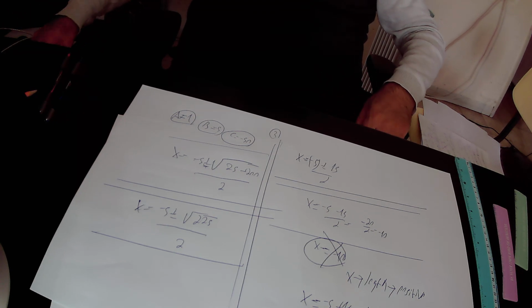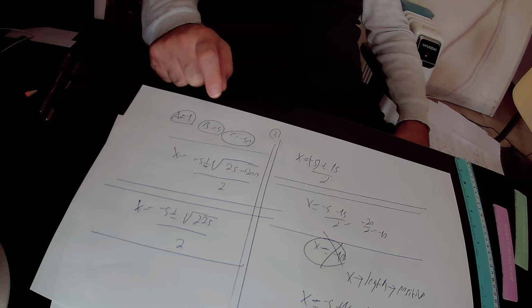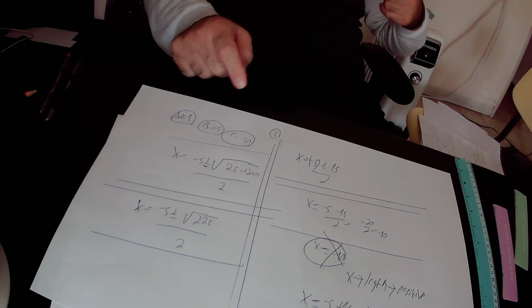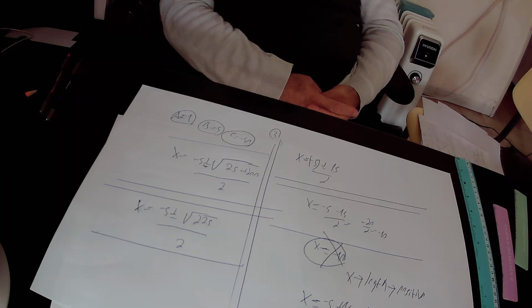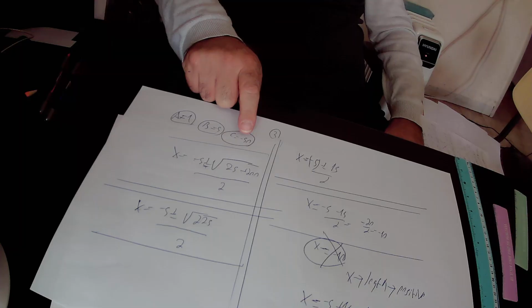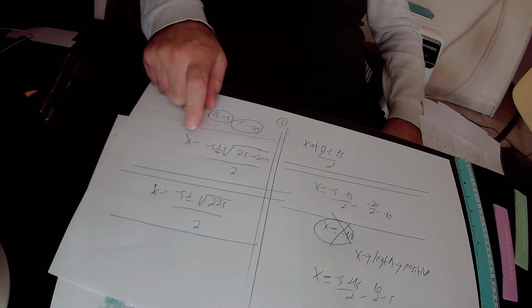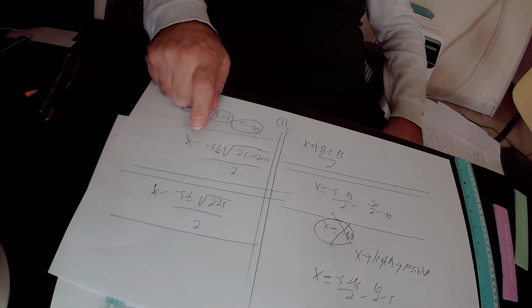So x equals minus b. B is 5, therefore minus b is minus 5, plus or minus the square root of b squared. B is 5, therefore b squared is 5 squared, that is 25. Minus 4 times a times c is plus 200, divided by 2a. A is 1, so 2a, 2 times 1, that is 2. So inside the root we have 25 plus 200, which is 225. So we found that x equals minus 5 plus or minus the root of 225, over 2.